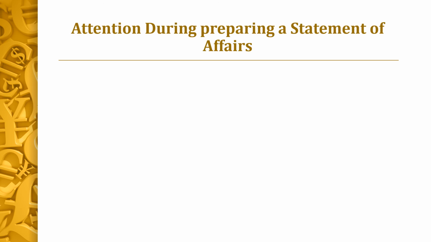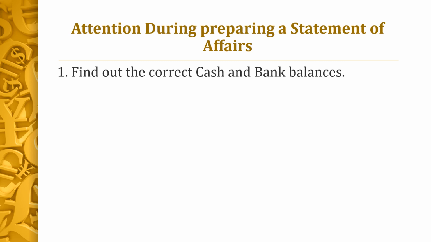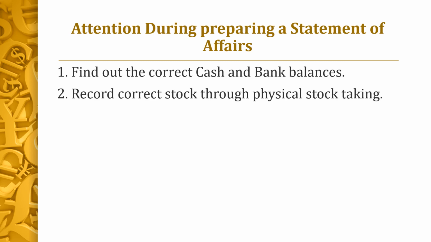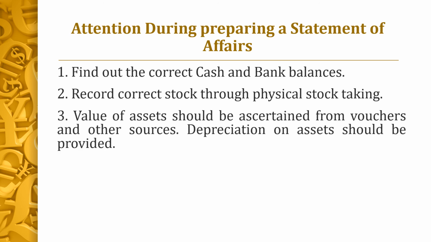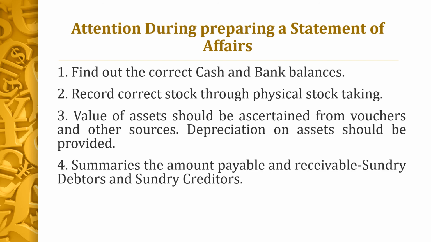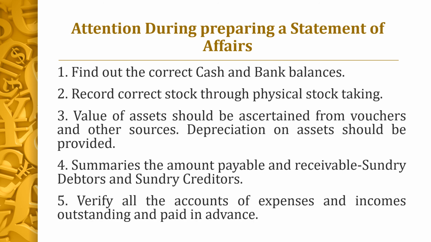After finalizing all these steps, the bookkeeper should pay attention to the following when preparing a statement of affairs. First, find out the correct cash and bank balance. Record the correct stock through physical stock taking; you must know the actual physical stock available. Then, the value of assets should be ascertained from vouchers and other sources. Depreciation on assets should be provided. Summarize the amounts payable and receivable, sundry debtors and sundry creditors, and verify all the accounts of expenses and income outstanding and paid in advance.